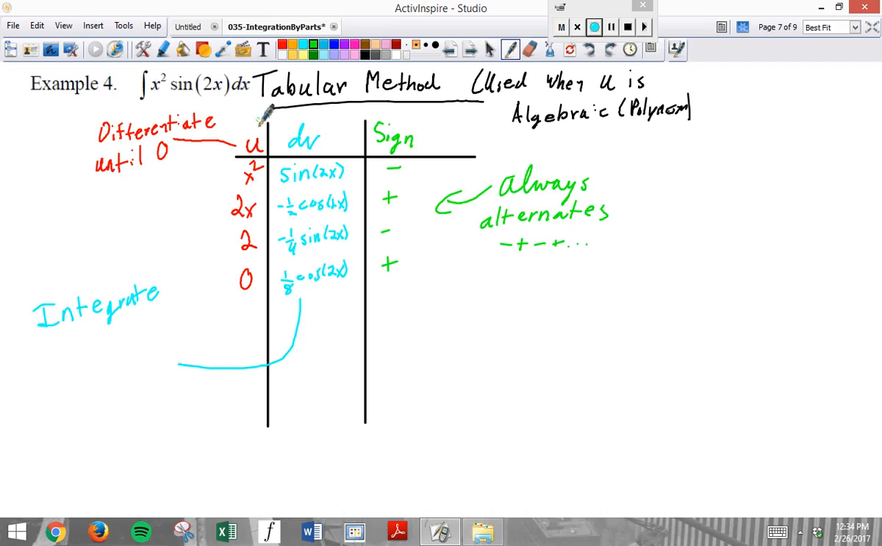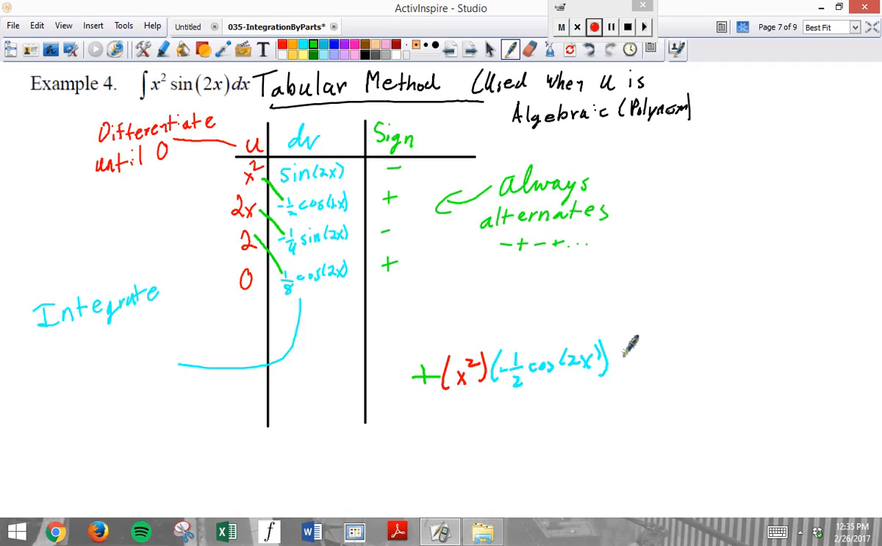I take this entry. I go down. I take this entry. I go down and to the right. Down and to the right. And then I have the answer, as long as I keep track of the sign. So I take a sign. And then what's the product here? X squared with negative 1/2 cosine 2x.